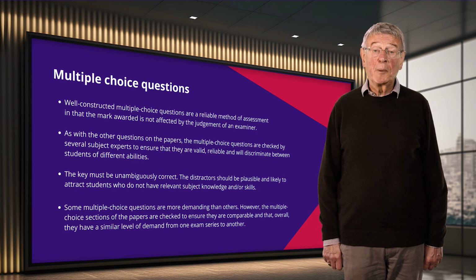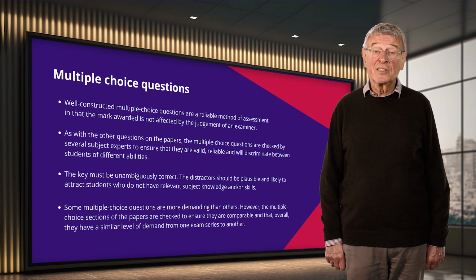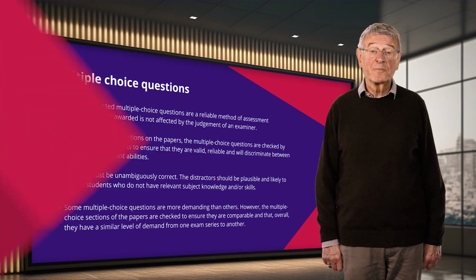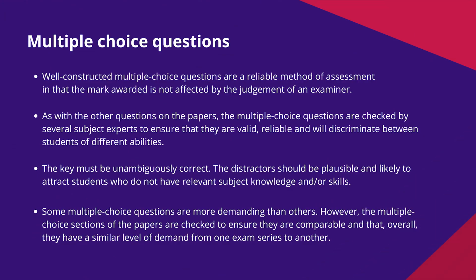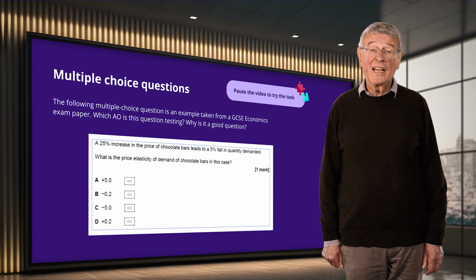The distractors should be plausible and likely to attract students who do not have the relevant subject knowledge and/or skills. Some multiple choice questions are more demanding than others. However, the multiple choice sections of each of the papers are checked to ensure that they're comparable and that overall they have a similar level of demand from one exam series to another. The following multiple choice question is an example taken from a GCSE economics paper.